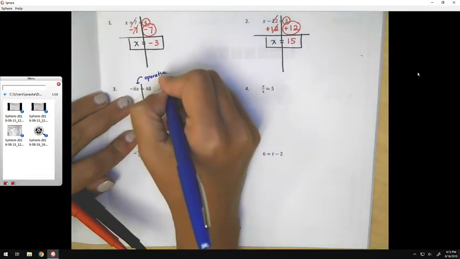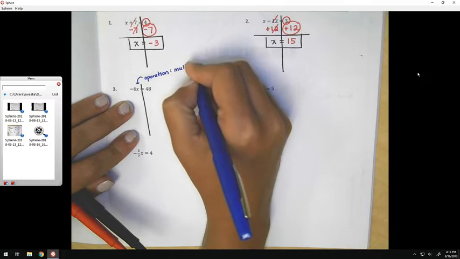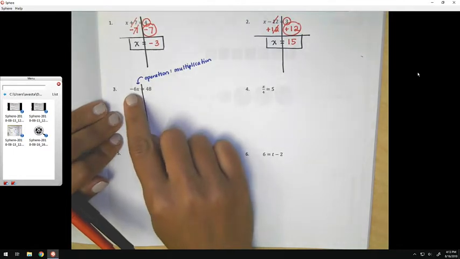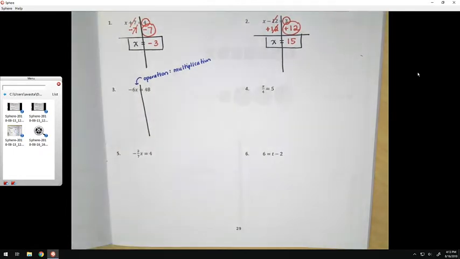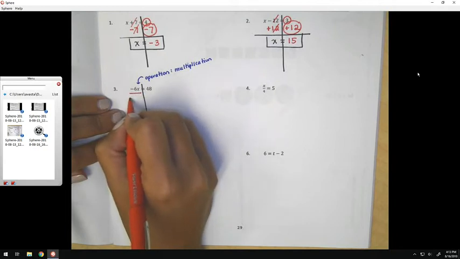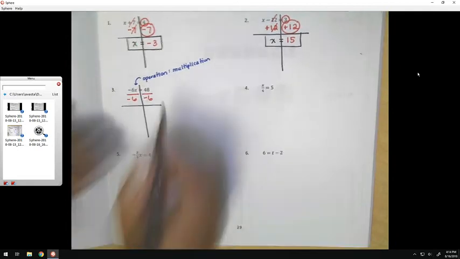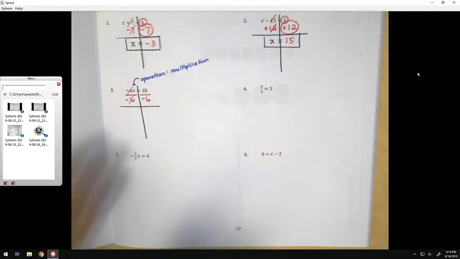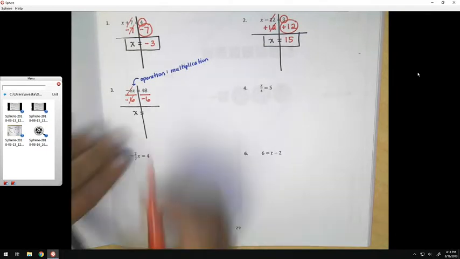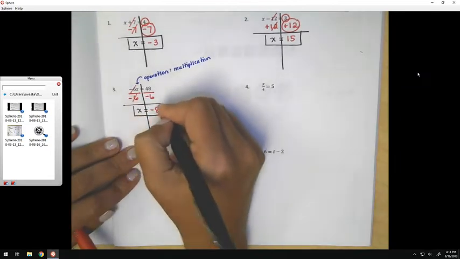when there's nothing between the number and the x, is multiplication. So when there's no plus or no minus between the negative 6 and the x, I know that the operation is multiplication. In order to undo multiplication, I'm going to divide by negative 6 on both sides of this line. Now when I do that, the negative 6 cancels the negative 6, and I get x equals, and then 48 divided by negative 6 would be negative 8. So the value of x that satisfies this equation would be negative 8.